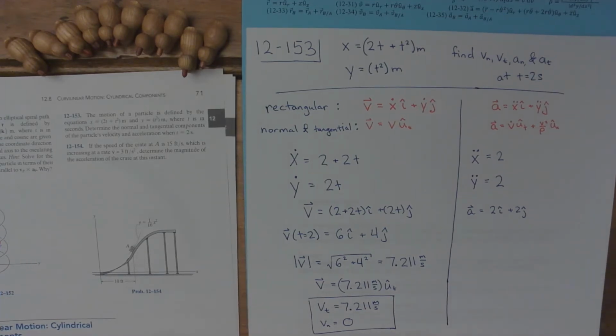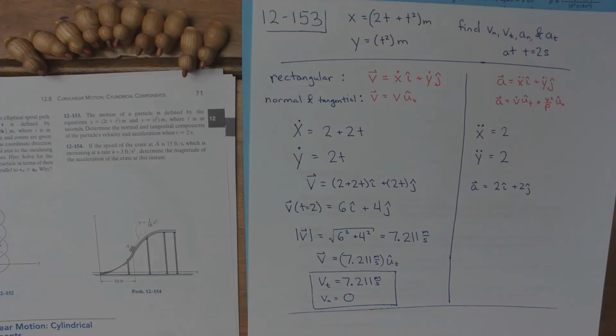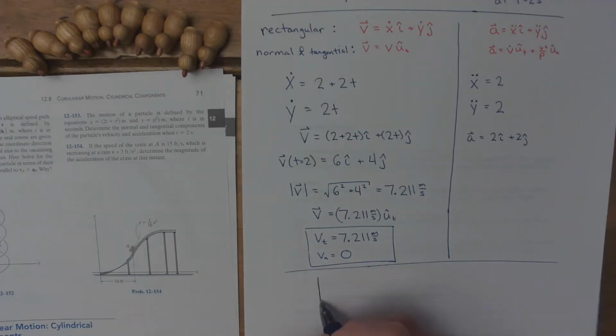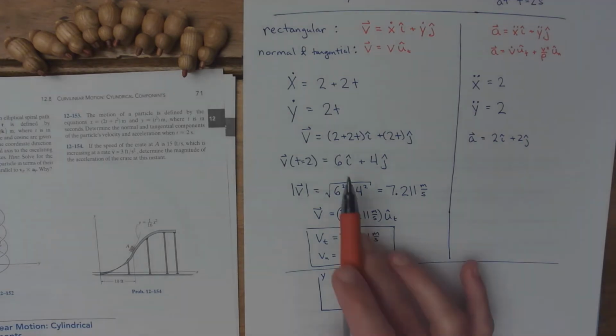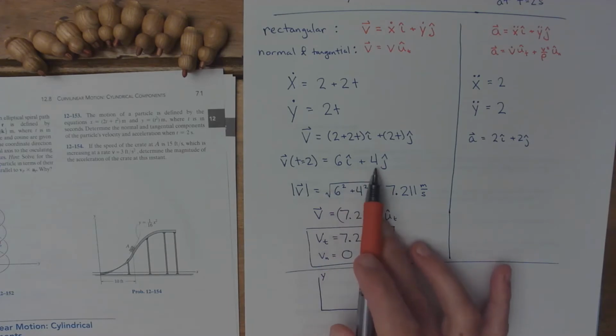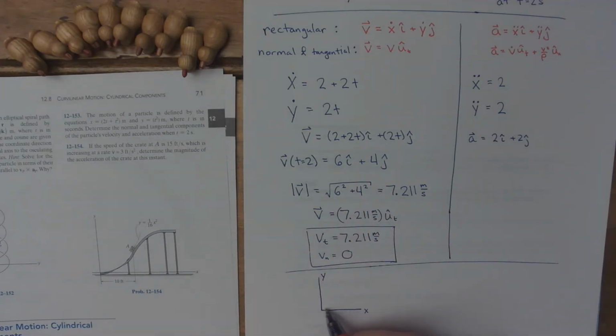Okay, so now I have to turn my attention to the acceleration. I'm going to show you two different ways for finding the normal and tangential components for the acceleration. The first way, which I think is what they would do in the book, is to draw a figure, and we're going to put the velocity vector on our figure. First of all, we're going to use rectangular components, and my velocity at 2 seconds has an x component of 6 and a y component of 4. So over 6 and up 4.